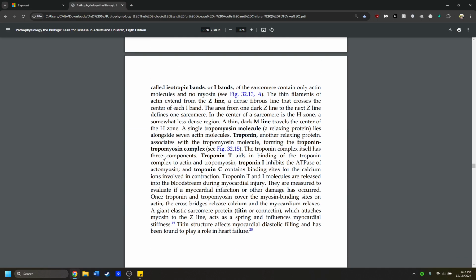And that is why we measure our troponin levels during any kind of cardiac stress where we are concerned about any kind of heart attack. And now it also explains why we're checking the troponin T and I molecules. One, because troponin I inhibits the ATPase of actomyosin, and troponin T is the binding of the troponin complex to actin and tropomyosin.